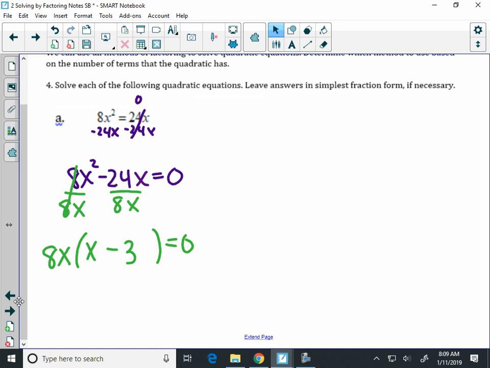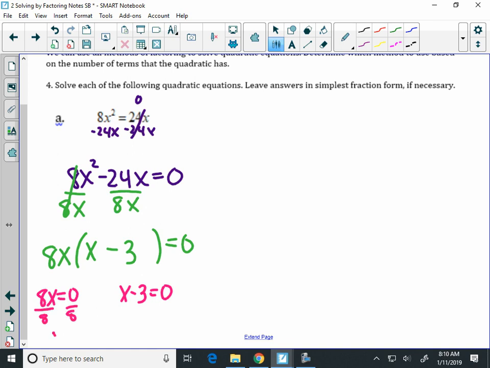So what I'm going to do is set 2 small equations up. Each factor that has an x gets set equal to 0. So I have 8x equals 0, and x minus 3 equals 0. To solve this, I just divide by 8. So the first one is at x equals 0.